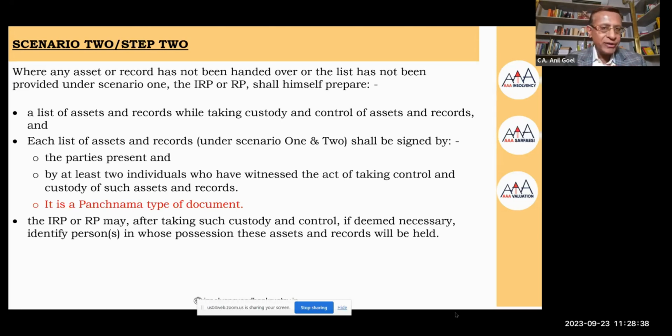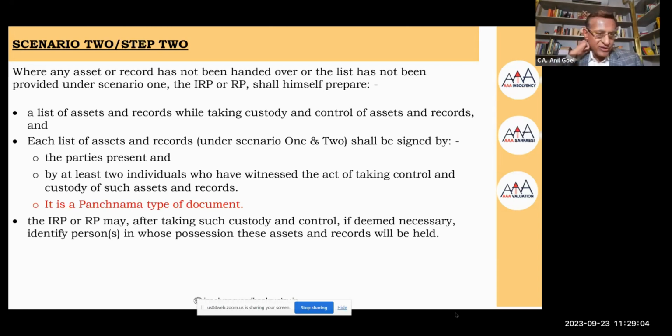So one, that there is no cooperation. The RP is taking some of the information, some of the assets in a different process, which may be under regulation 30, or it may be just by going and taking control and custody, locking the premises and taking possession. In that case, the RP is also supposed to make a list of assets and records while taking control and custody of the assets and records.